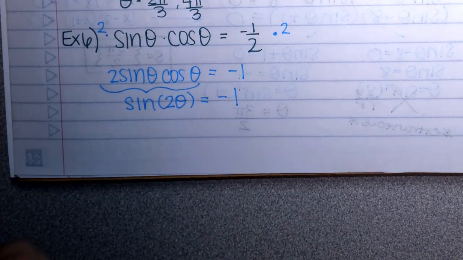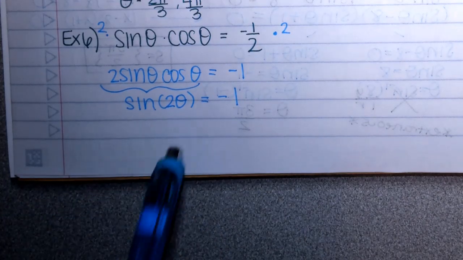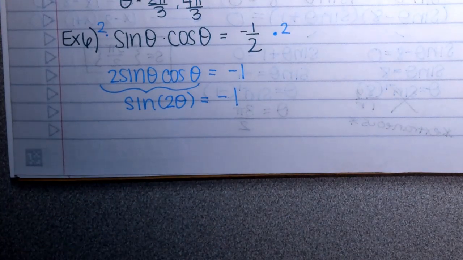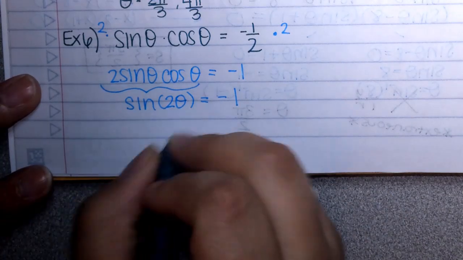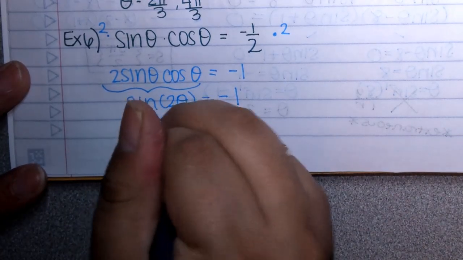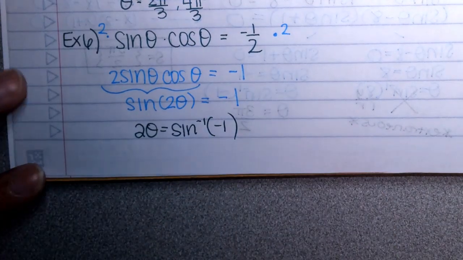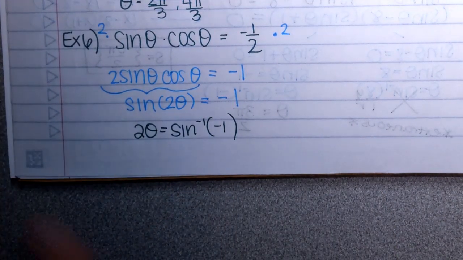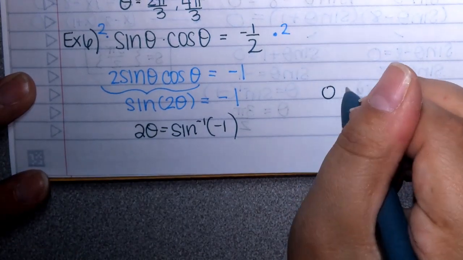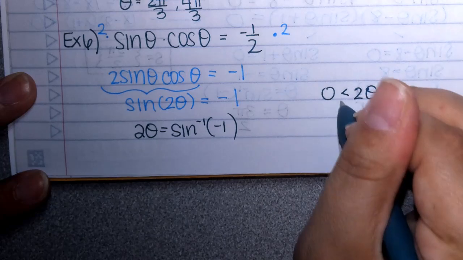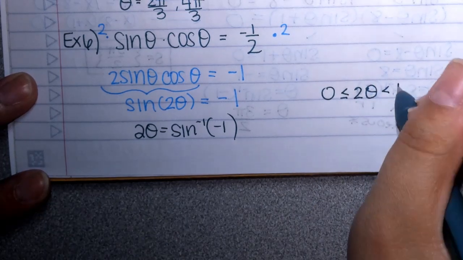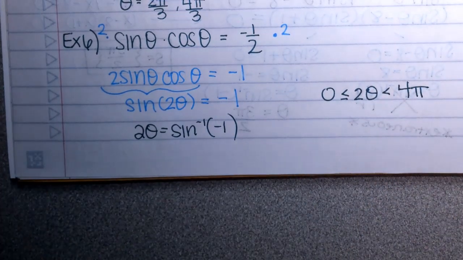And this was what we did at the end, our last problem 2 days ago. So whenever we had a double angle, what do we do next? We're going to take the inverse sine, so that's going to give me 2 theta equals the inverse sine of negative 1. And what did I tell you you needed to do whenever you had a double angle? Change the restriction. The restriction is going to multiply by 2 so that it becomes 4 pi.